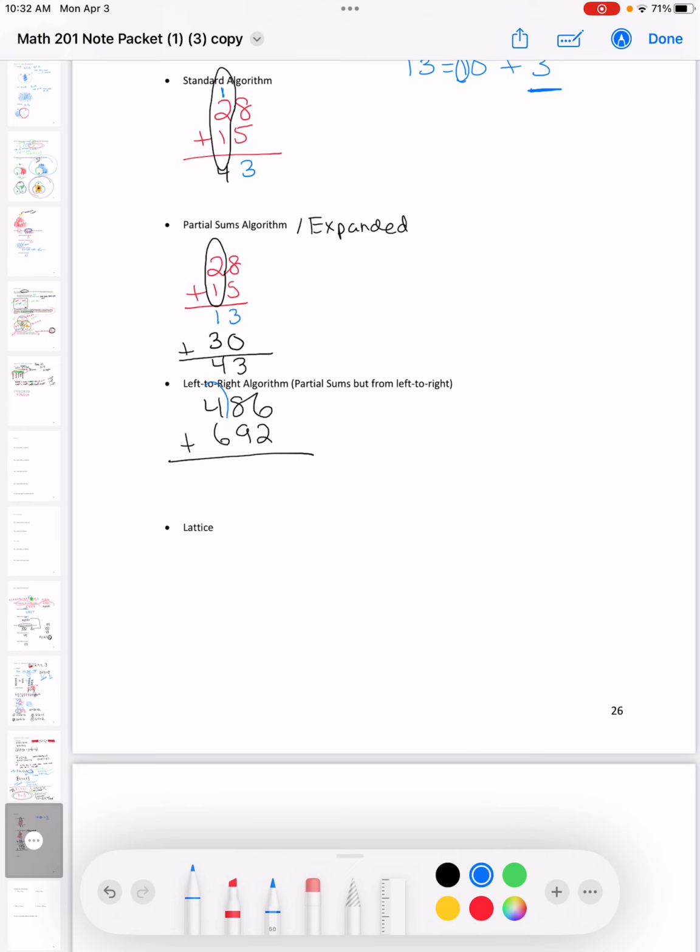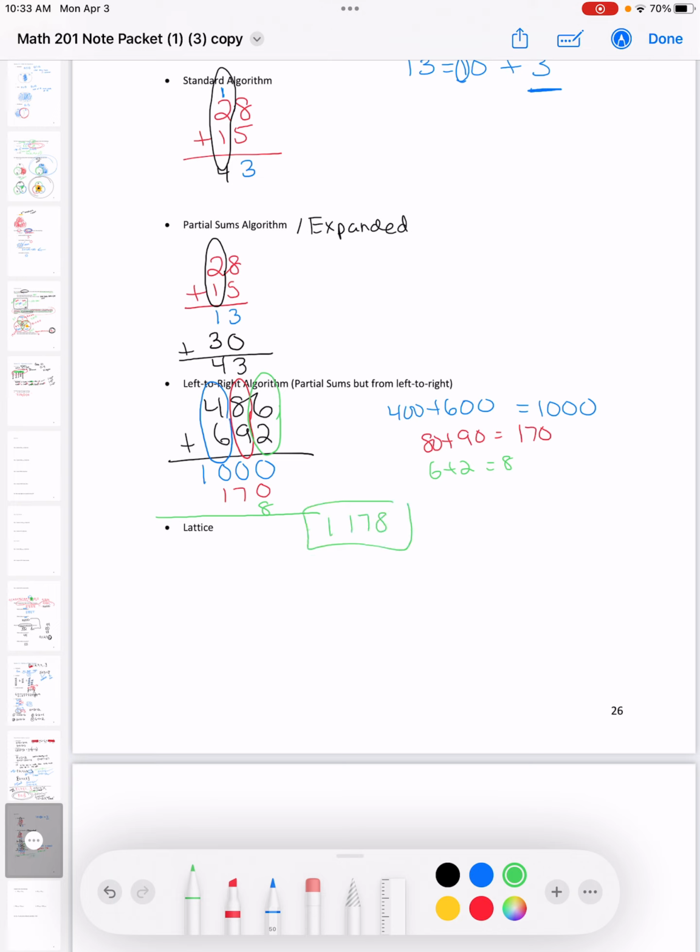So for this one, I would start over in the 100 spot. 400 plus 600. Is what that says. 400 plus 600 is 1,000. So I would write 1,000. Then I would add the 10 spots. 80 plus 90 is 170. I didn't give myself very much room. And then the 1 spot. 6 plus 2 is 8. So I'll just put that in the 1 spot. And then adding down, I'm going to have to kind of squish it over there. 1,178.